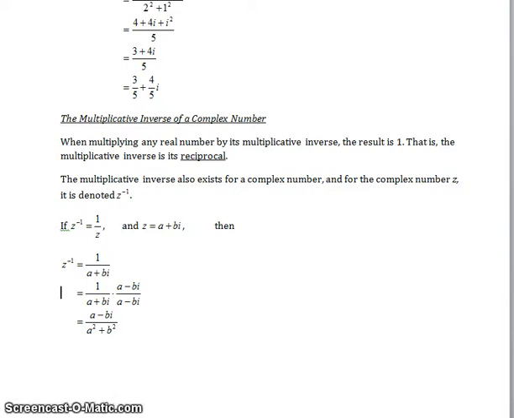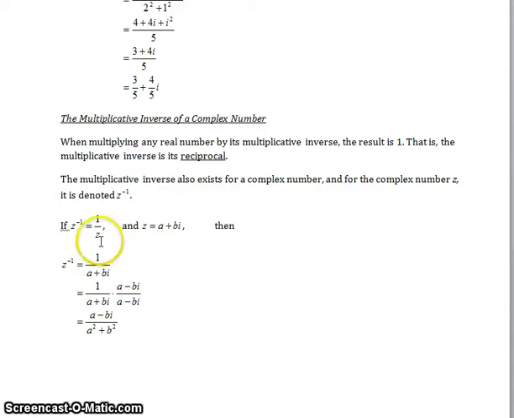The multiplicative inverse also exists for a complex number, and we denote it as z to the negative 1. So z to the negative 1 being 1 over z, and if z is defined by a plus bi, then z to the negative 1 is going to be 1 over a plus bi.